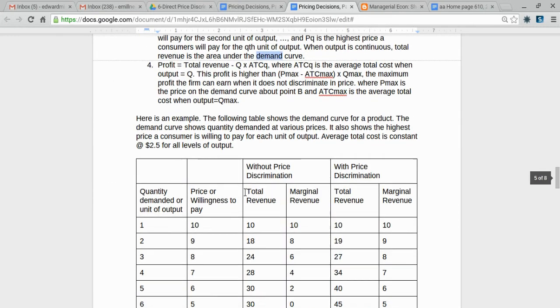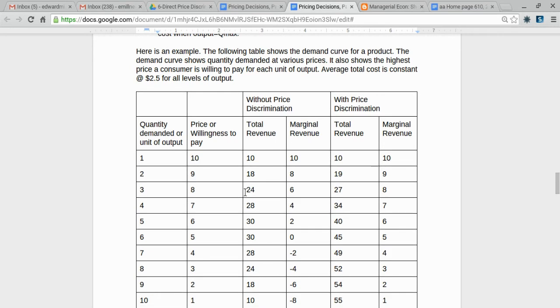Let me give you an example. The following table shows the demand curve for a product. The demand curve shows the quantity demanded at various prices. So if you give me a price, I can give you the quantity demanded. When price is 8, for example, the quantity demanded is 3. It also shows the highest price a consumer is willing to pay for each unit of output.